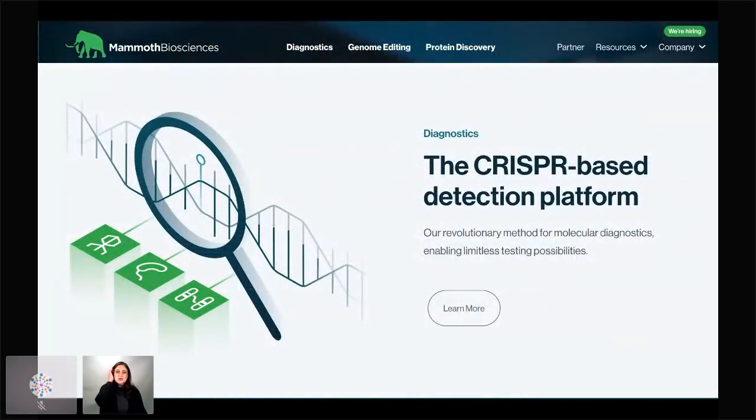Now, going back to that CRISPR-based detection system, this is Mammoth Biosciences, co-founded by Jennifer Doudna. She was one of the people who originally defined the CRISPR-Cas9 system. Again, this is a company in which they can do viral detection using the CRISPR system.